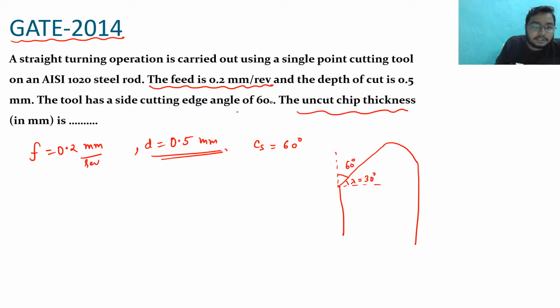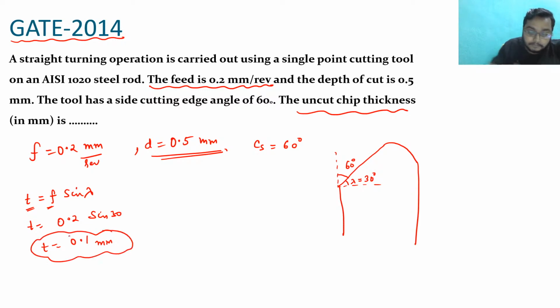They are talking about the uncut chip thickness. How can you find the uncut chip thickness? So you know that t is equal to f sine lambda. So t is the uncut chip thickness, f is given as 0.2, sine lambda, lambda is going to be 30. So from here your answer is going to be 0.1. Clear? Clear everyone?